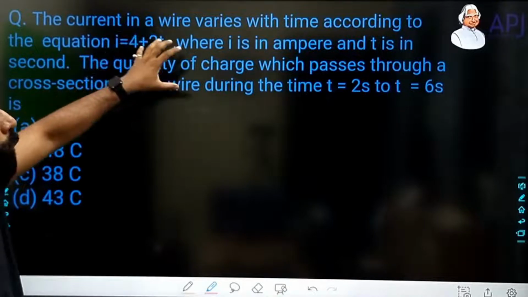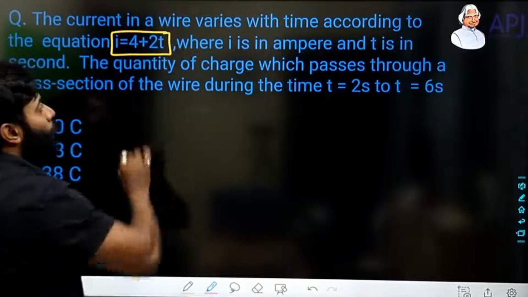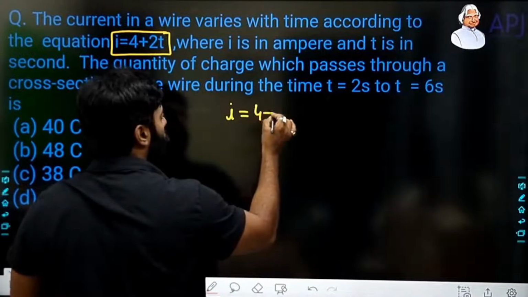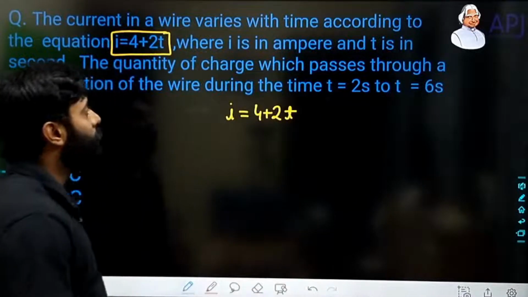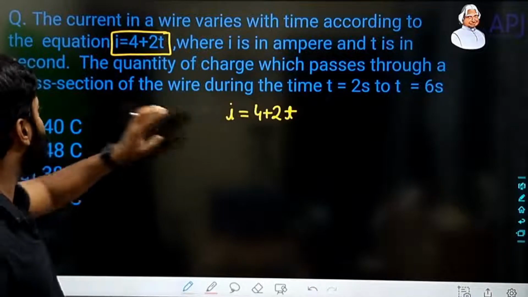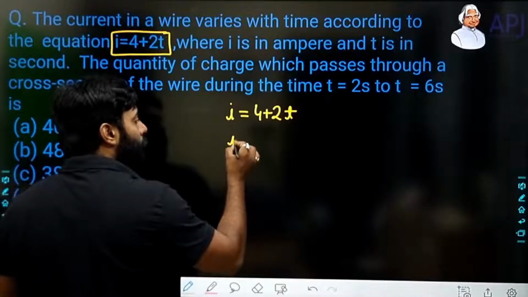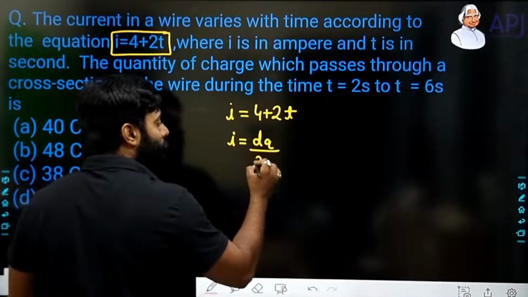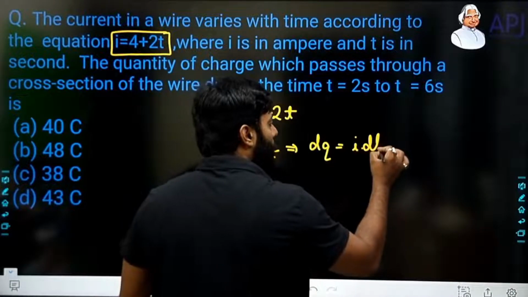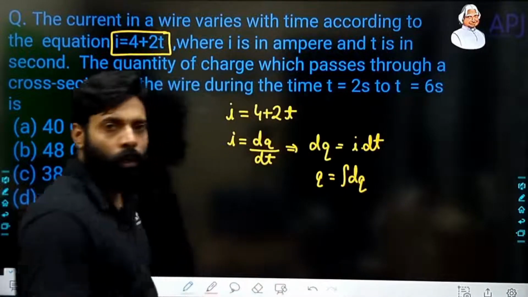The current in a wire varies with time according to the equation I is equal to 4 plus 2t, where I is in ampere and t is in seconds. The quantity of charge which passes through a cross section of the wire during this time. So we know that I is equal to dq by dt. This is by definition. If I need to find the charge, it will be I dt. And to find the net charge, I need to integrate this dq, right?